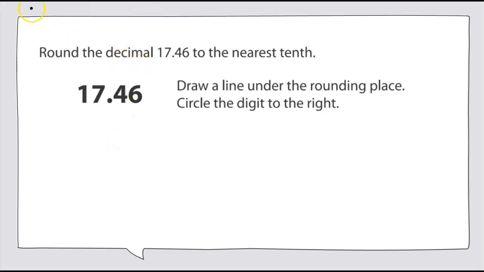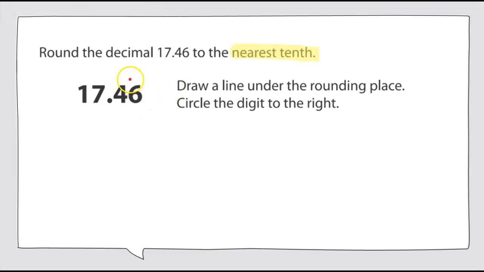So with this one, we are going to round the decimal to the nearest tenth. Once again, it's very important that you read the directions. Underline, circle, highlight, whatever you need to do to make sure that you're rounding to the correct place. Whatever it tells you to round to, the nearest tenth, that's the digit that you're going to underline. So here it says round this number to the nearest tenth, 17 and 46 hundredths.